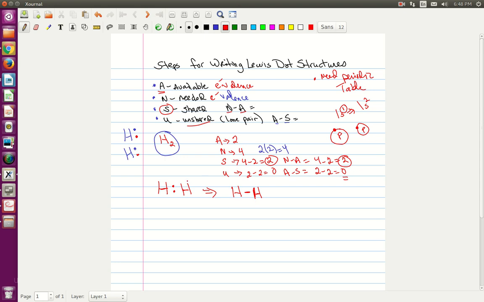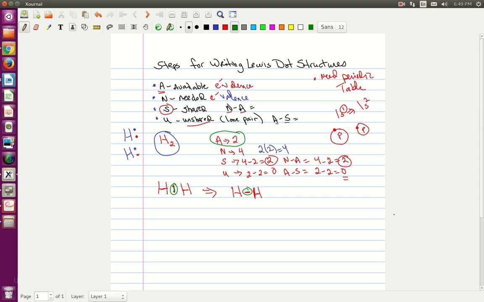Because how many total electrons do we have? The number available. We always check and see. The number of electrons available were 2, and the number of electrons accounted for in this structure is only 2. Every single line counts for 2 electrons. So that's how you do hydrogen.